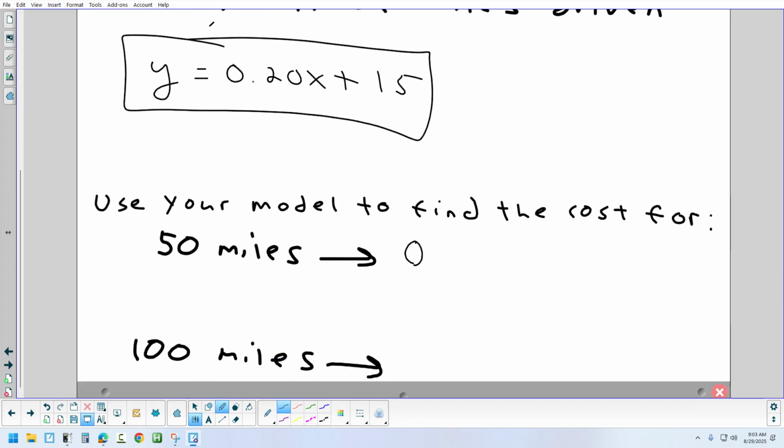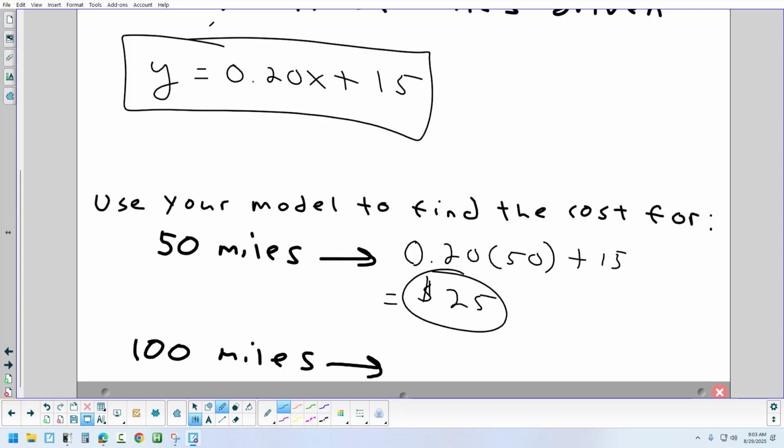And we get 0.20 times 50 plus 15. 0.2 is the same as a fifth. So 1/5 of 50 is 10, plus 15 is $25. Okay, so that's the cost to drive the car 50 miles.